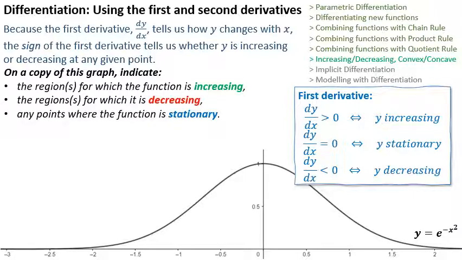And finally, the points where it changes between increasing and decreasing, or in some cases, depending on the graph, it might be increasing and then stationary and then increasing again. That happens with y equals x cubed, as we'll see shortly. But any points where the gradient itself is 0, we call stationary points. It's not going up, it's not going down. At that moment, it's doing neither, so we have a stationary point.